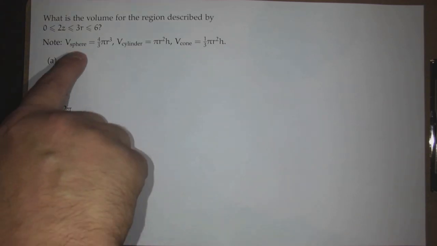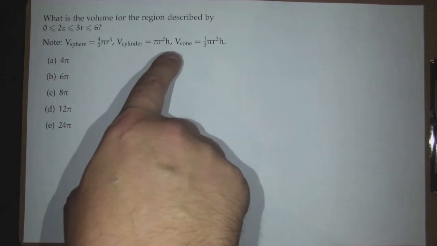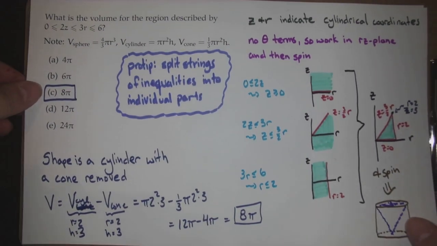The volume of a sphere is 4/3 pi r cubed. The volume of a cylinder is pi r squared h. And the volume of a cone is 1/3 pi r squared h. Probably one or more of those shapes will be involved. So the options were 4 pi, 6 pi, 8 pi, 12 pi, or 24 pi. Survey says, anybody get an answer? 8 pi.